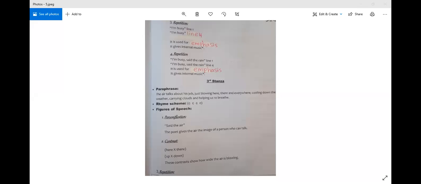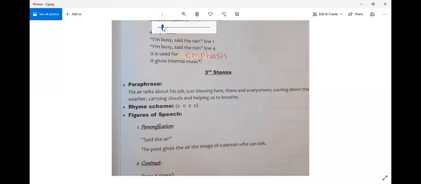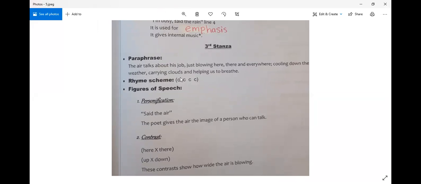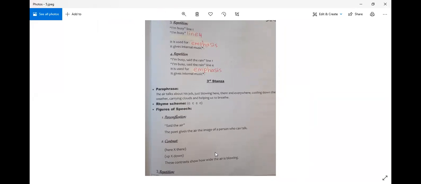I am busy. Okay, Yusuf, let's go back together and read the paraphrase for this stanza. What does the sun try to tell us here? Just a second, Yusuf. I'm sorry, this is stanza number 4. We need stanza number 3. It was the air. I'm sorry, Yusuf. Let's take stanza number 3 first.